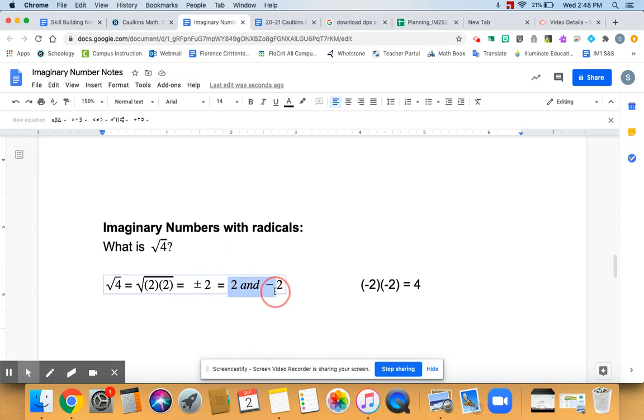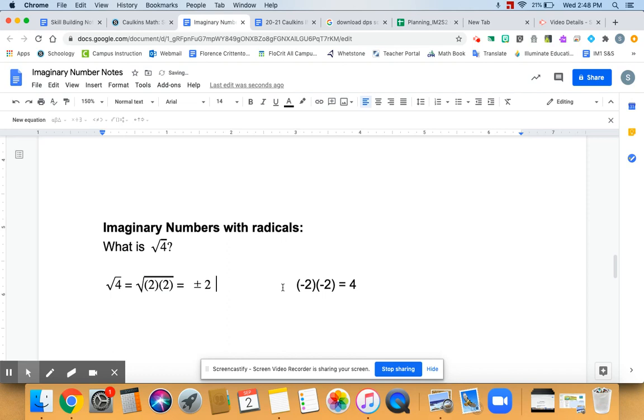So technically, on that worksheet that you did yesterday, if I was being very stingy, all of your answers would have been wrong if you didn't put the plus-minus in front of all of your answers. However, I don't really care on that worksheet. But I am going to care from now on.